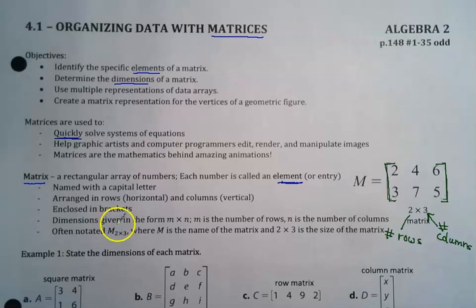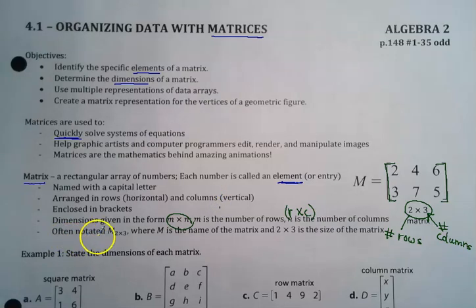The dimensions are given in the form m times n, that 2 by 3 over here, where m is the number of rows and n is the number of columns. Why it's m and n and not R and C, I don't know. But if you want to write that it's R times C to help you remember it's rows times columns, that is fine with me.